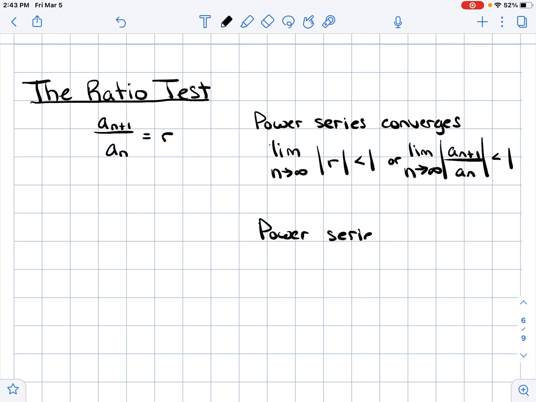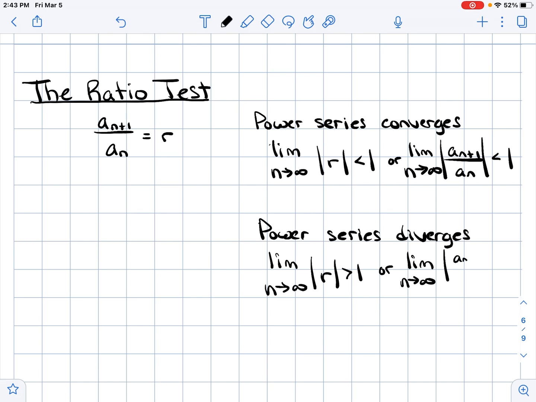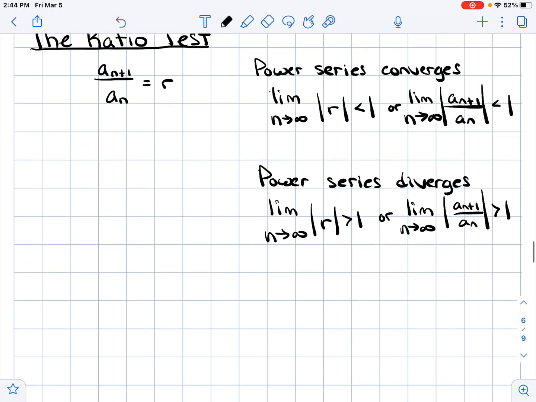And we know that a power series would diverge if the limit as n approaches infinity of r is greater than 1, or if we put in what we know, that to find r, it's the next term divided by the previous term, if that's greater than 1.